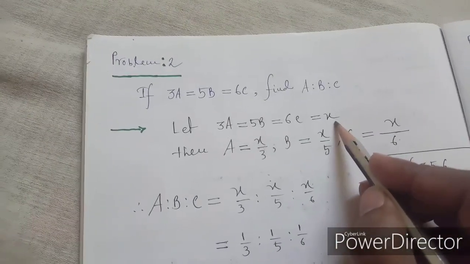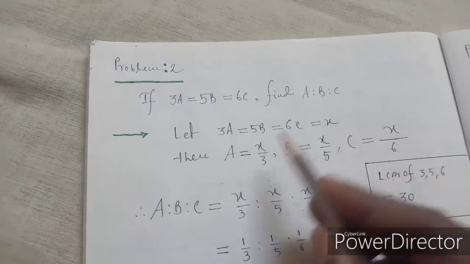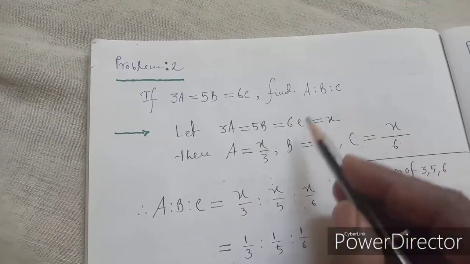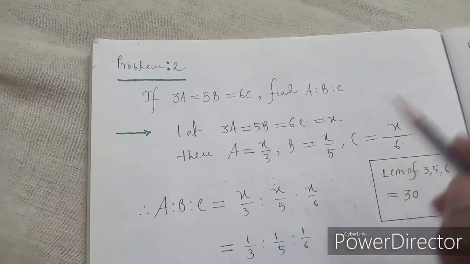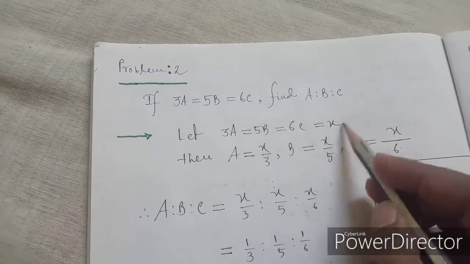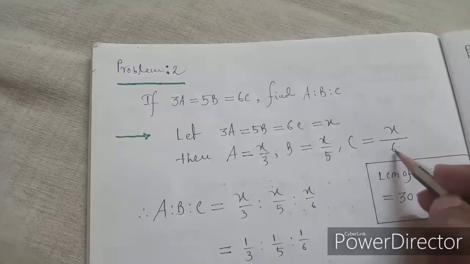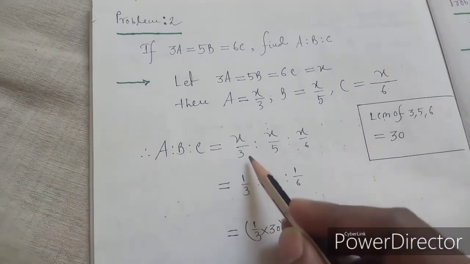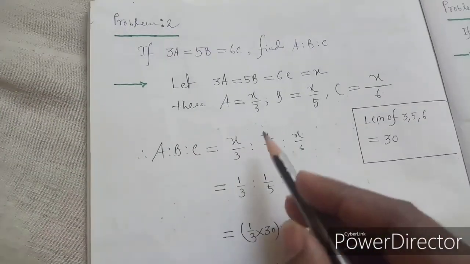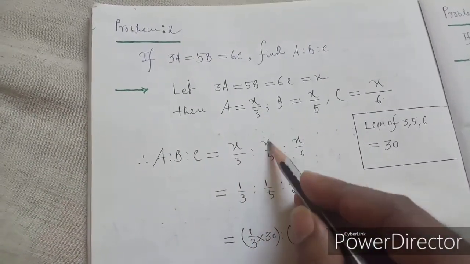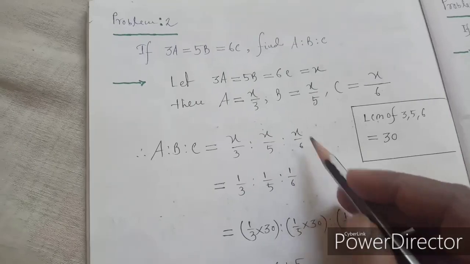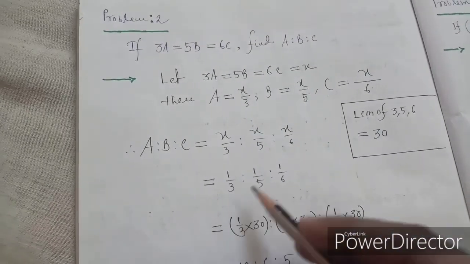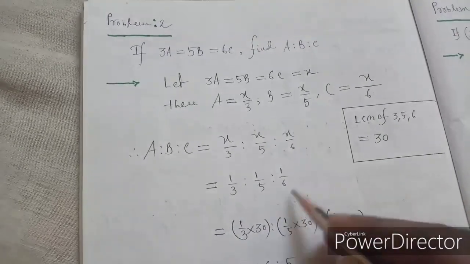Consider. So 3a equal to x, so a equal to x by 3. 5b equal to x, so b equal to x by 5. 6c equal to x, so c equals to x by 6. Therefore, a is to b is to c equal to, put the value of a, b, c here. So x by 3 is to x by 5 is to x by 6. X cancel out. So 1 by 3 is to 1 by 5 is to 1 by 6.